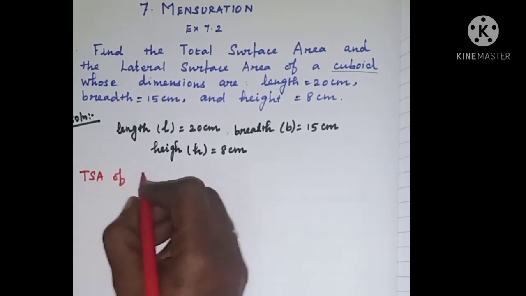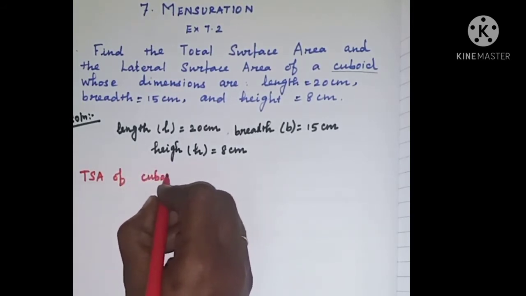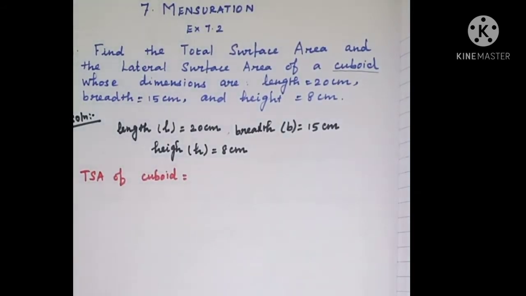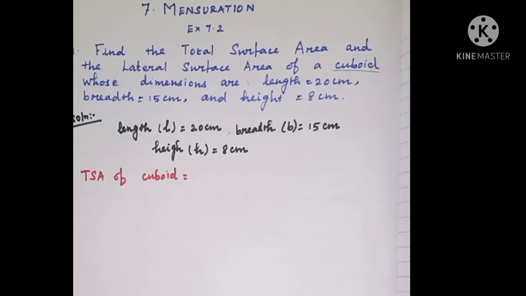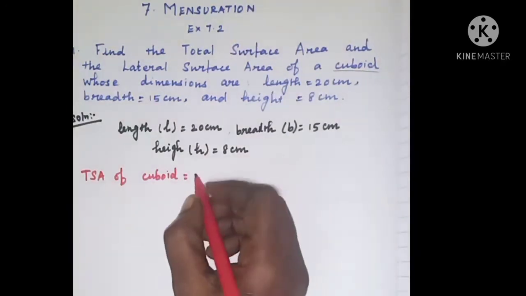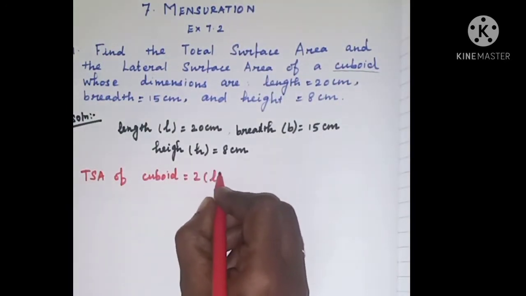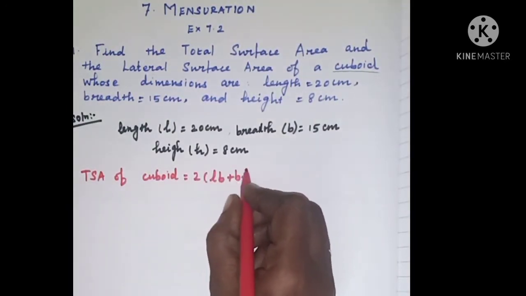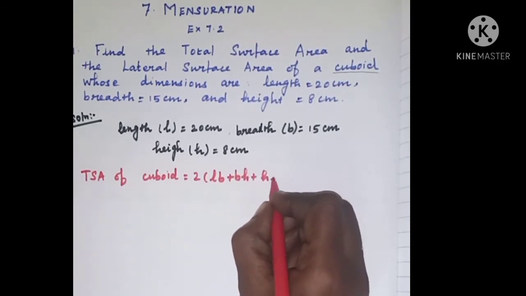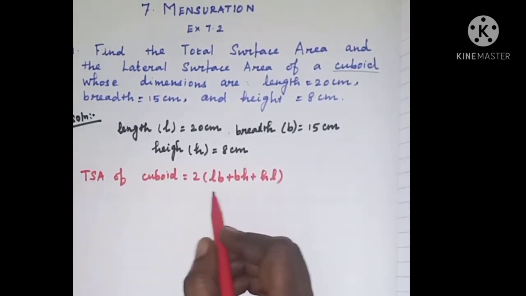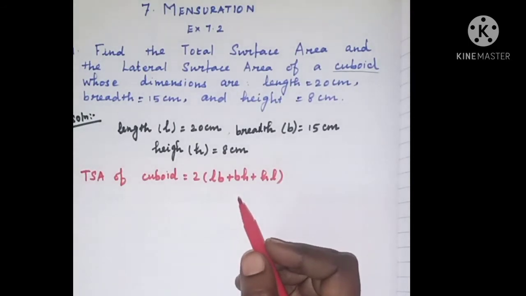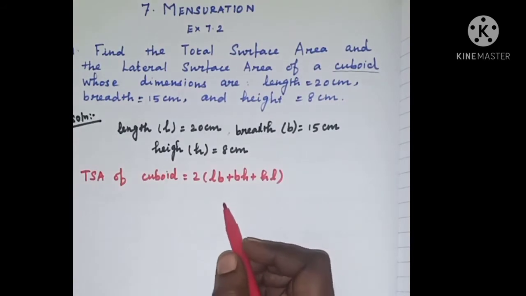TSA, total surface area of a cuboid. What is the formula to find the total surface area of the cuboid? What is the formula? So the formula is 2 into (LB + BH + HL) square units. This is the formula to find the total surface area of the cuboid, isn't it?